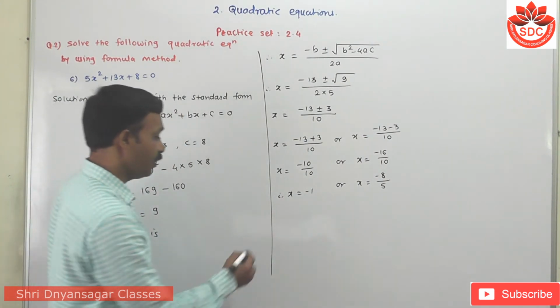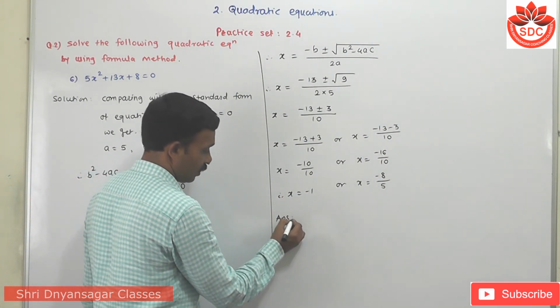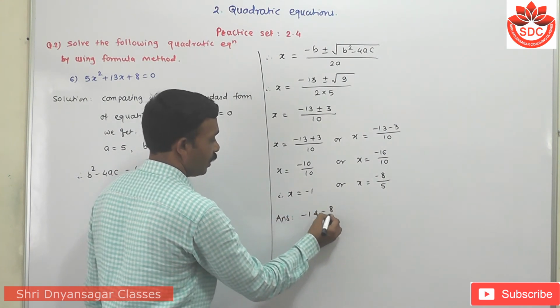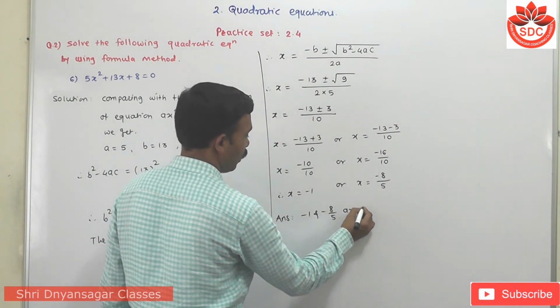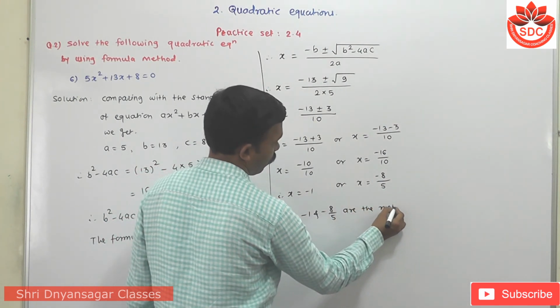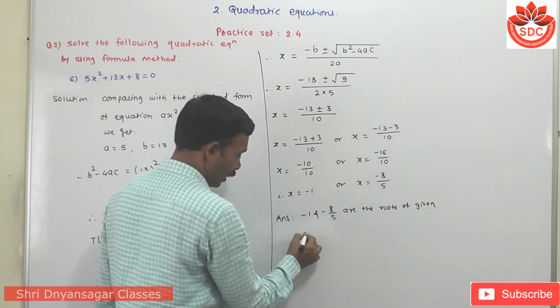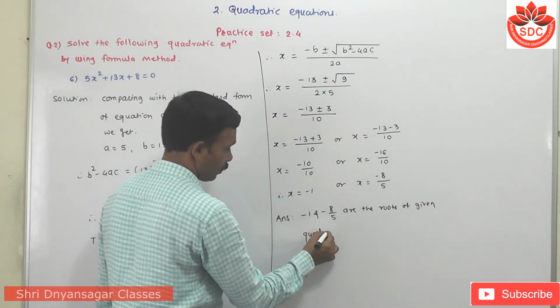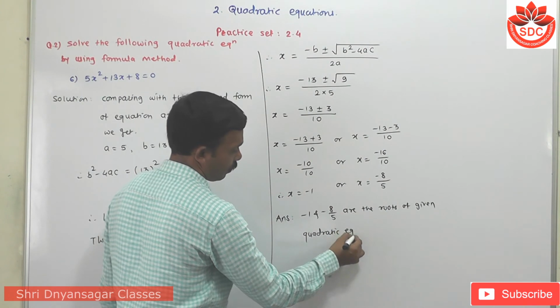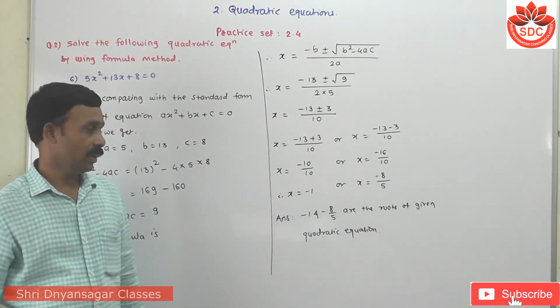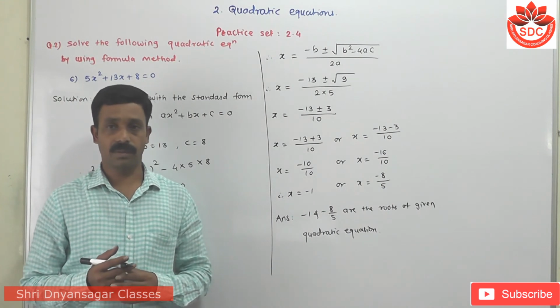So the answer in a full sentence. Answer: therefore minus 1 and minus 8 upon 5 are the roots of the given quadratic equation. Can you understand this? Okay, then we see the question number 3.